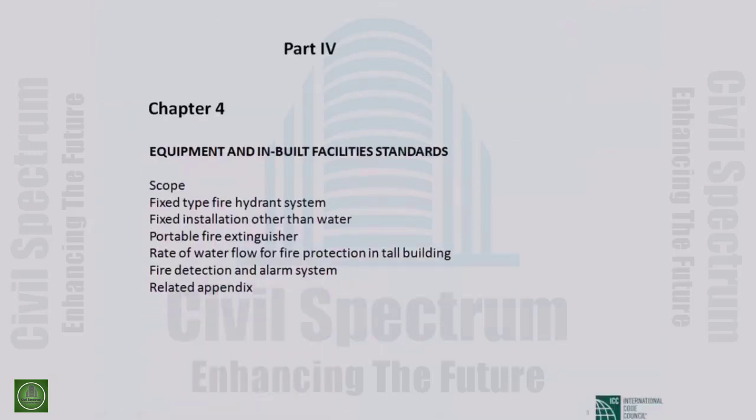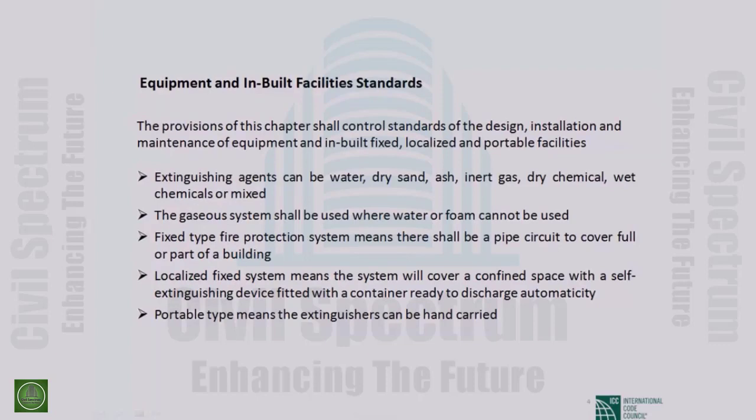This part contains equipment and built-in facility standards. We shall talk about the extinguishing system and their standard in this part. The provision of this chapter shall control the standard design, installation and maintenance of equipment and built-in fixed facility or localized facility or portable facility.